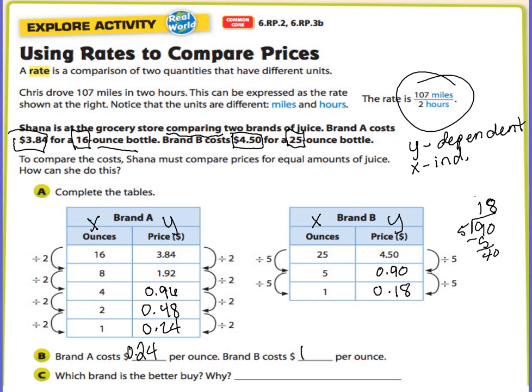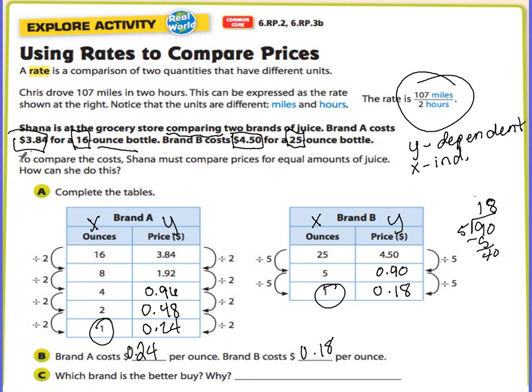So in this case, brand B is 18 cents per 1 ounce. Well, notice we're comparing apples to apples in this case. We're comparing the price for 1 ounce to the price for 1 ounce. So now I can compare them because they have that piece that matches.